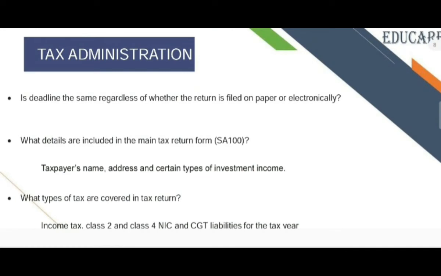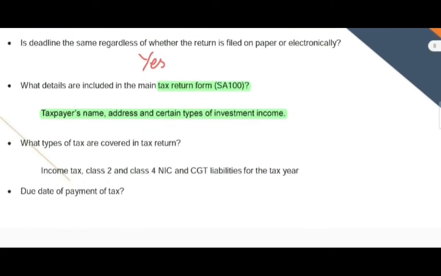Now, is the deadline the same regardless of whether the return is filed on paper or electronically? The answer is yes, the deadline is the same. What details are included in the main tax return form SA100? The SA100 form includes details of the taxpayer's name, address, and certain types of investment income. What types of tax are covered in the tax return? These are income tax, class 2 and class 4 NIC contributions, and CGT liabilities for the tax year.